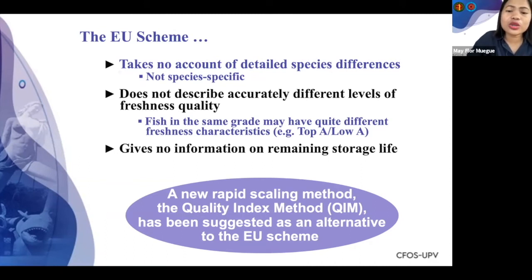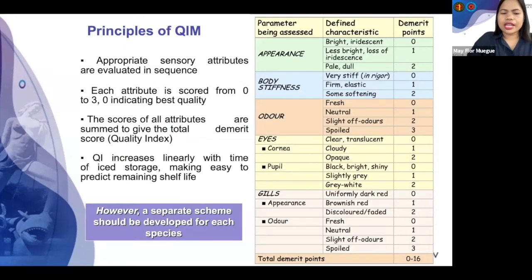Okay, it does not describe accurately different levels of freshness quality. So fish in the same grade may have quite different freshness characteristics. Meron silang top A, top extra, lower extra, mga ganon. So this gives no information on the remaining storage life. So ayan, ito yung i-introduce natin, yung next na scheme, kasi yun yung limitation ng EU scheme.